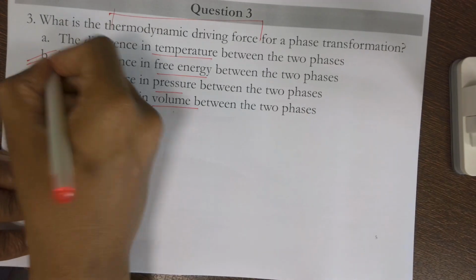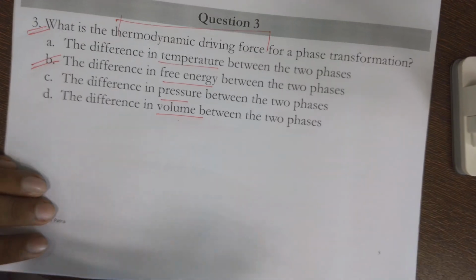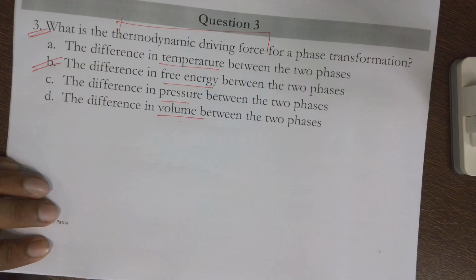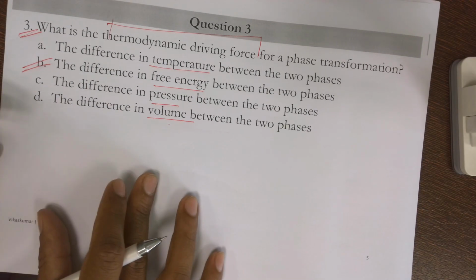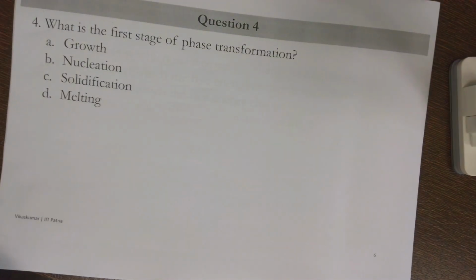Option B, right? Very good. It's the difference in the free energy that a system is having, no matter what transformation we are talking about. Okay. With that, we have solved this question number 3. It was very easy. Let's go to the next part, question number 4.